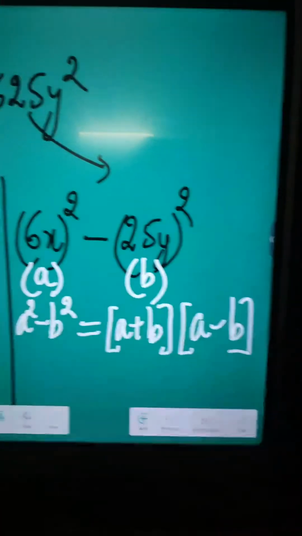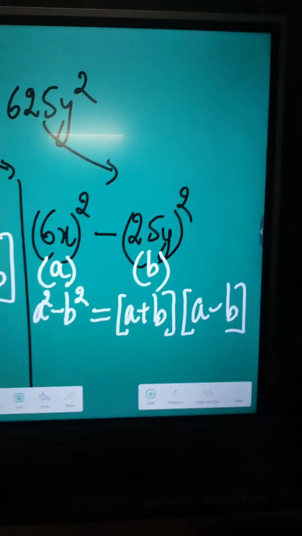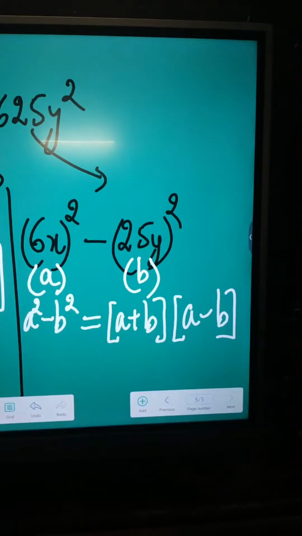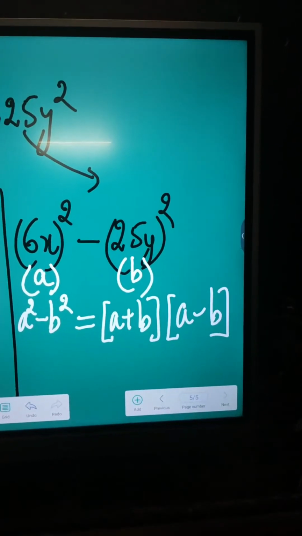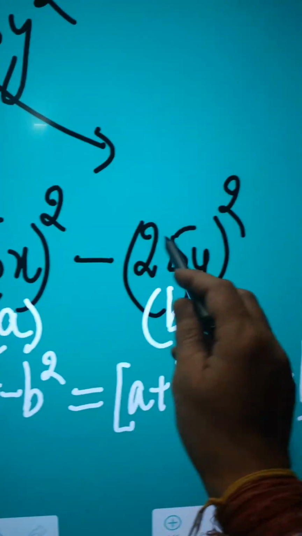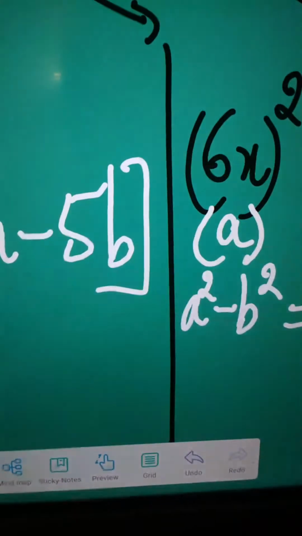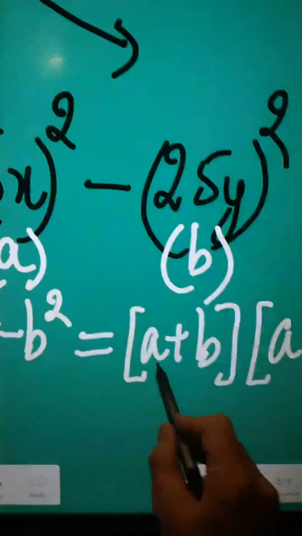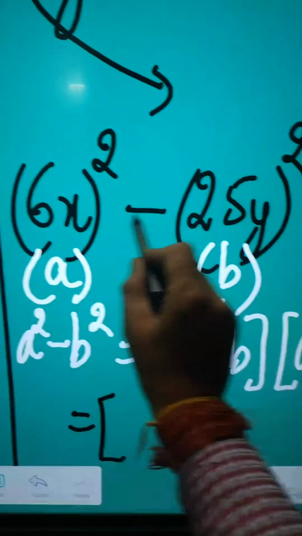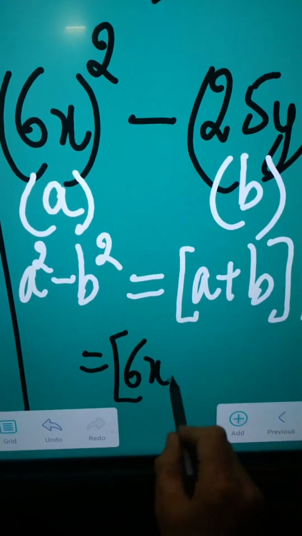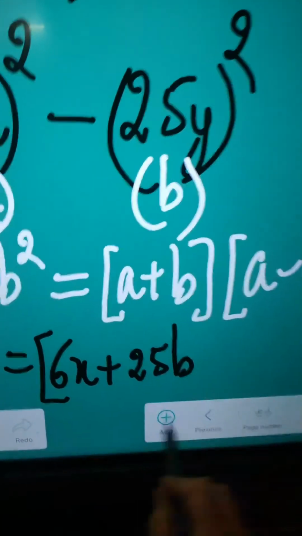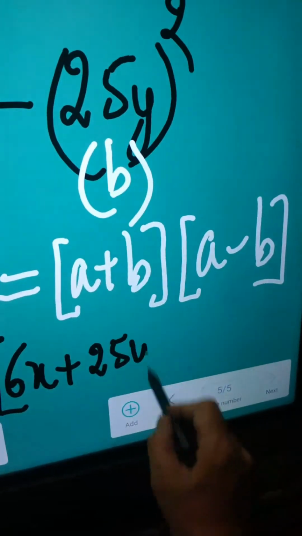So see this number again. Now can you tell what is the answer? A square plus b square, a square minus b square. What will be a plus b? This is a, this is b. So what will it become? A plus b means, this is a, this is b. So it will become 6x plus 25y.